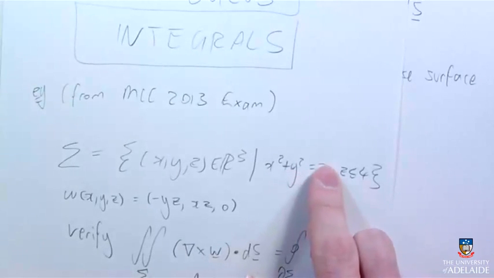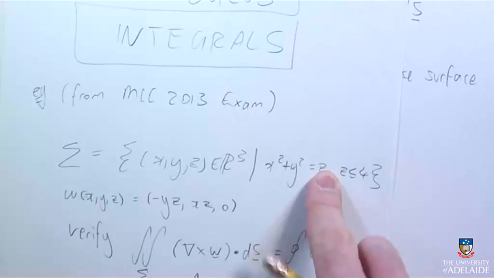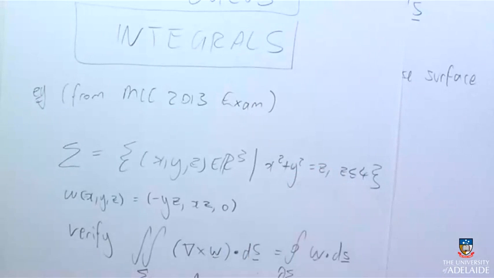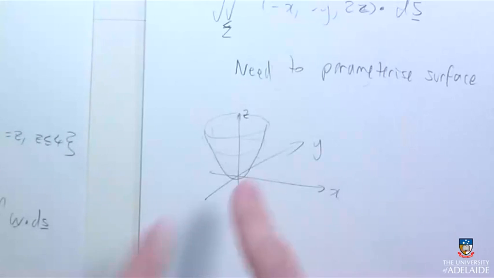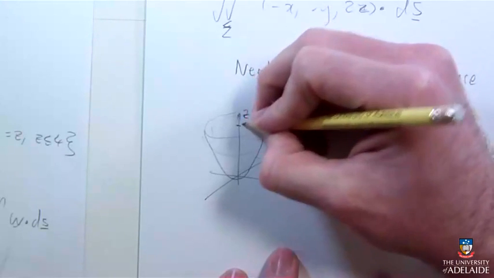At every possible z, I get x squared plus y squared equals some number, and x squared plus y squared equals number is a circle. So it's a circle at every height. But I'm only allowed to go up to z equals 4.